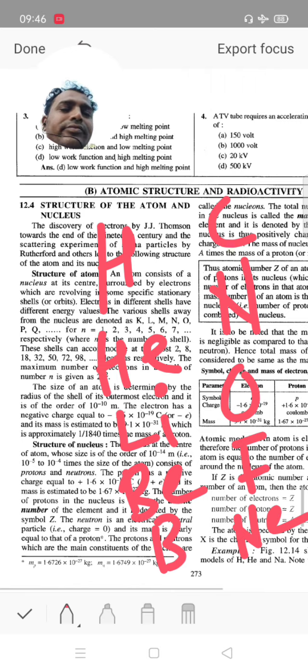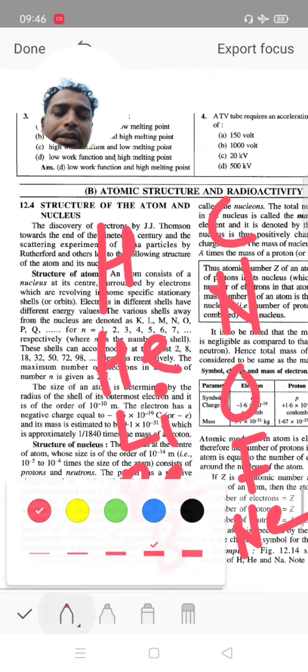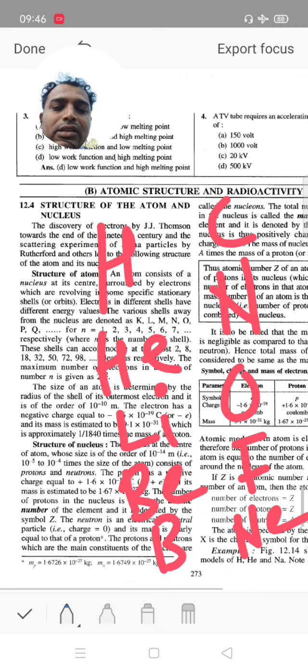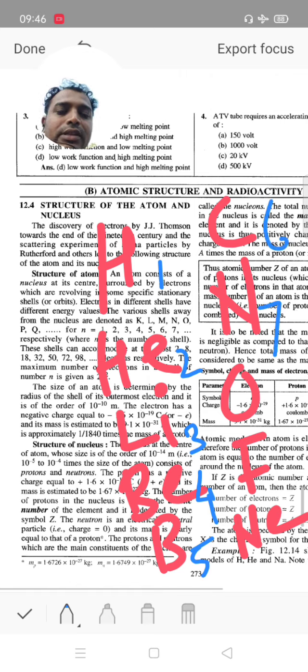Now their atomic numbers: hydrogen atomic number 1, helium 2, lithium 3, beryllium 4, boron 5, carbon 6, nitrogen 7, oxygen 8, fluorine 9, neon 10.